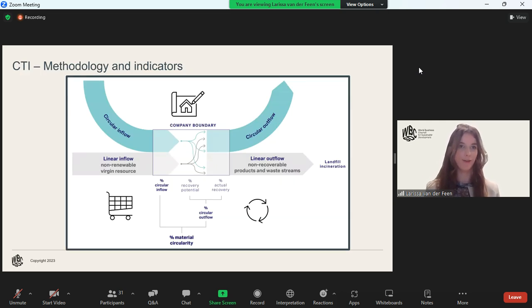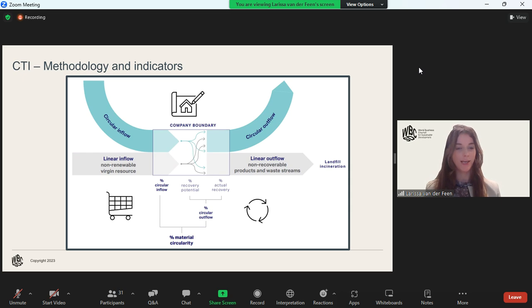So those key levers, you can see them here on the slide. And what you see here is the Sankey diagram. If there's one thing that you should remember from this presentation, it's this slide, because this is the foundation, you could say, of the Circular Transition Indicators framework.